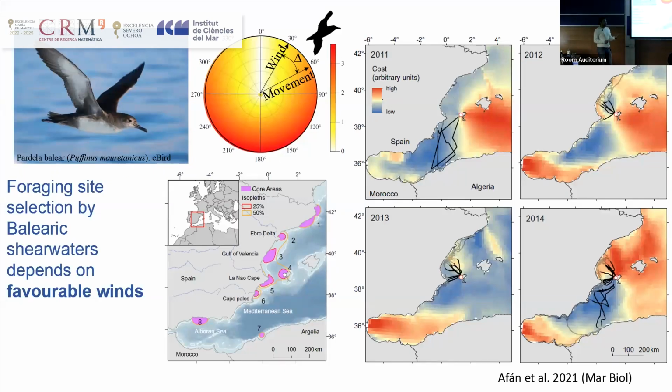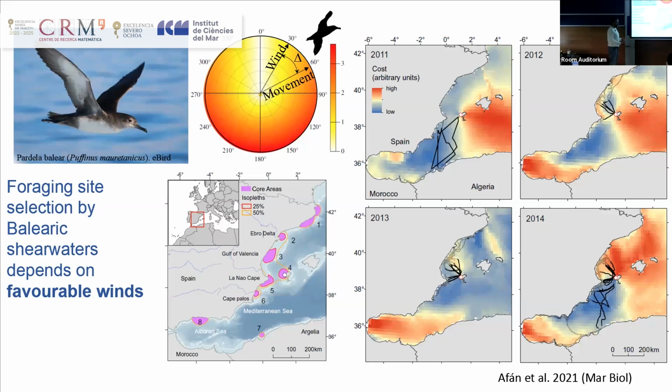Well, I've said that I've never worked on this topic. This is not exactly true. This is one example of a paper of a PhD student I supervised a few years ago. Here, we were investigating, this is not a migratory movement, this is a foraging movement, the foraging movements of these other species, the Balearic shearwater.